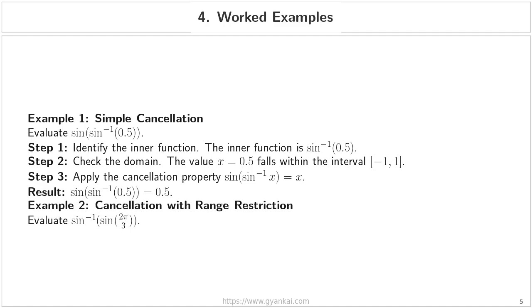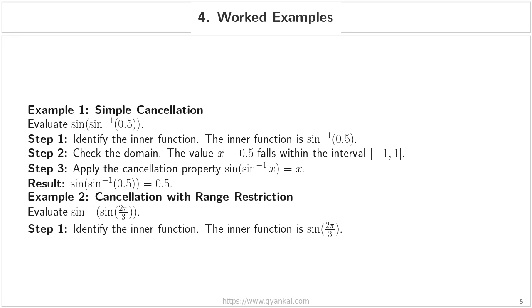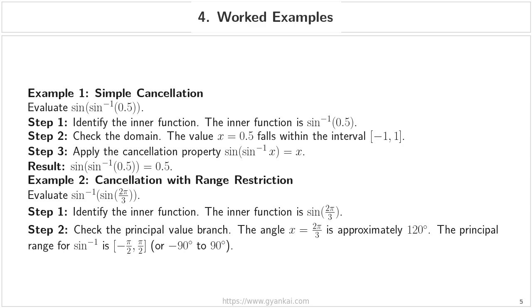Now, let us move to example 2, which is more nuanced because it involves a range restriction. Here, we are asked to evaluate the inverse sine of the sine of 2π/3. Following the same process, we first identify the inner function, which is the sine of 2π/3. Now, we must check the principal value branch, a concept we detailed in slide 3. The angle 2π/3 is approximately 120 degrees.